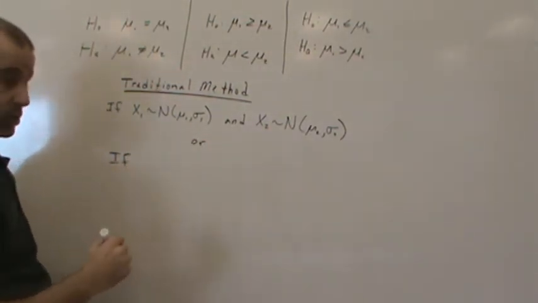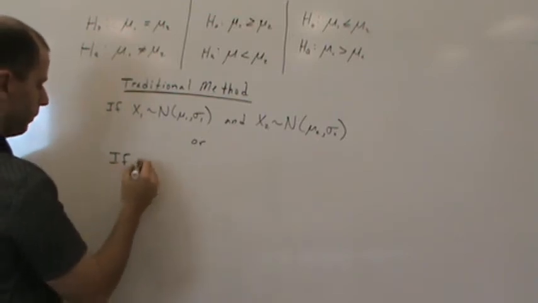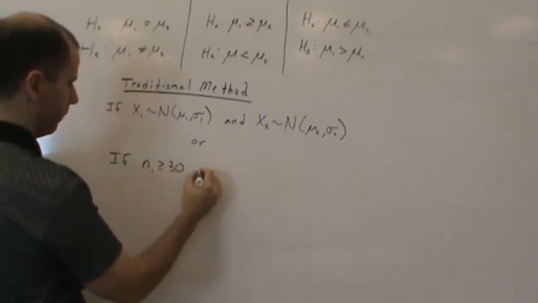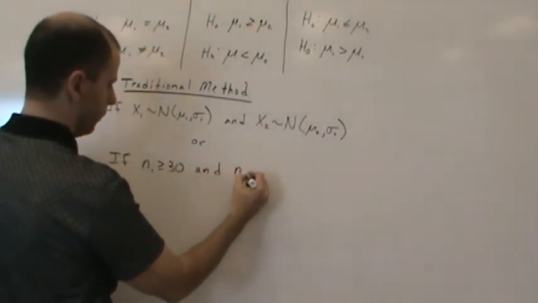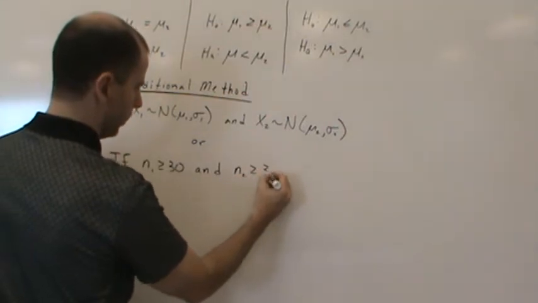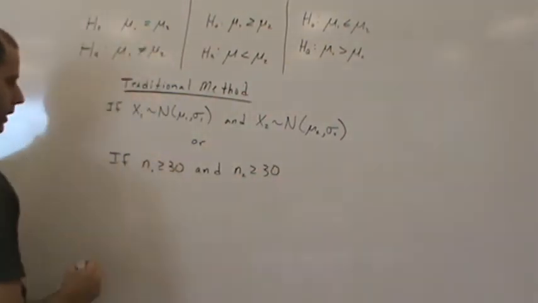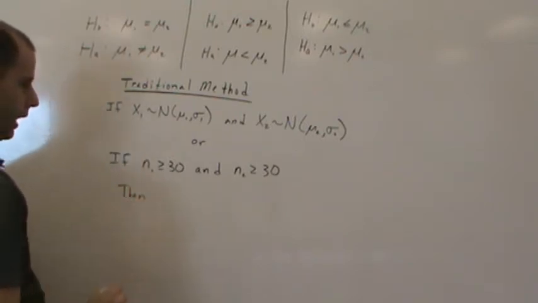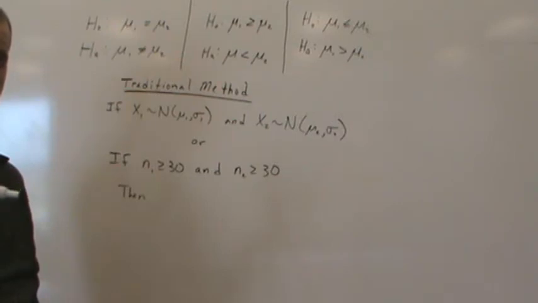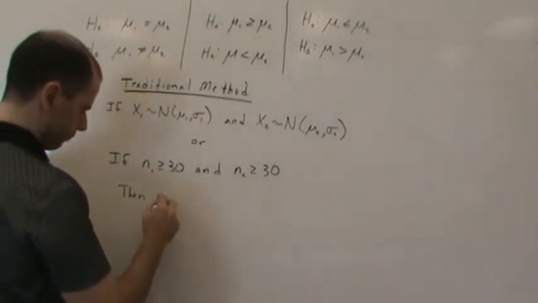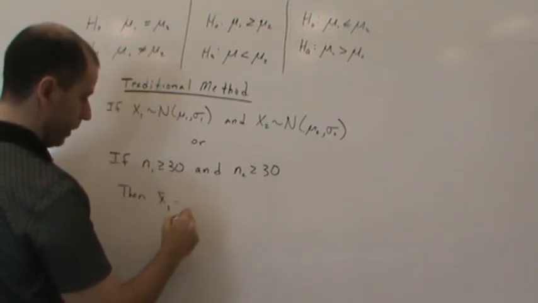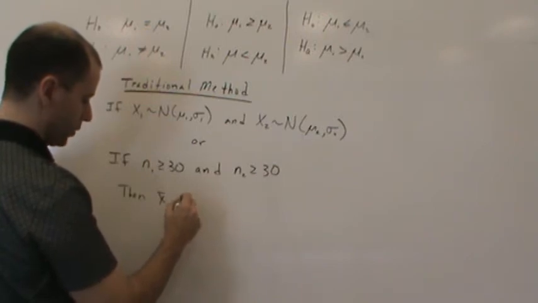if my sample sizes are big enough, which means n1 is bigger than or equal to 30, and n2 is bigger than or equal to 30, okay? If either one of these is true, then I know the sampling distribution of what? It's going to be X bar 1 minus X bar 2.